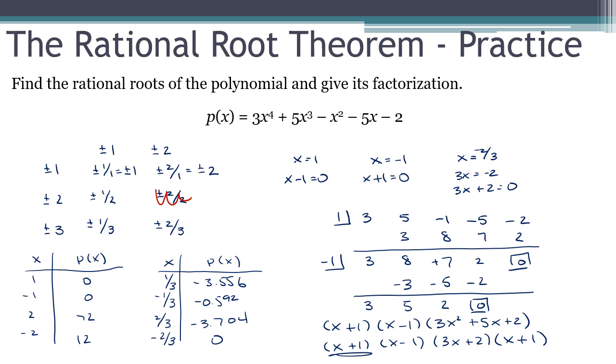This x plus 1 factor was duplicated. Unfortunately, the rational root theorem doesn't really tell us that's going to happen. We kind of get a hint, right? When you know there's 4 roots and you only found 3, you should be highly suspicious that that's what's going to happen. But the only real way to find out for certain is to do this long division, right? Then you'll actually see the factorization is x plus 1 squared times x minus 1 times 3x plus 2.